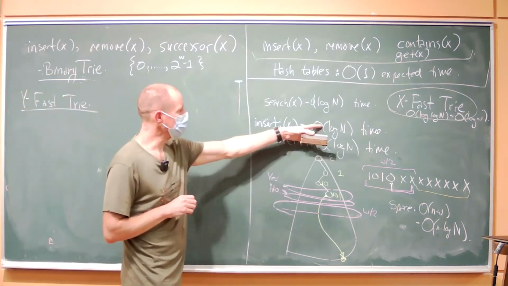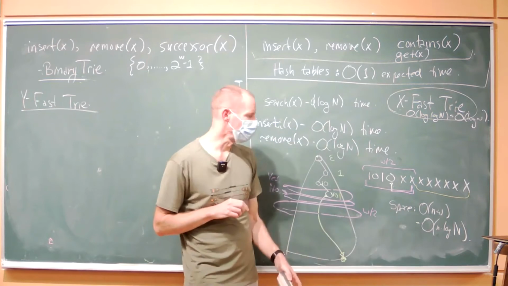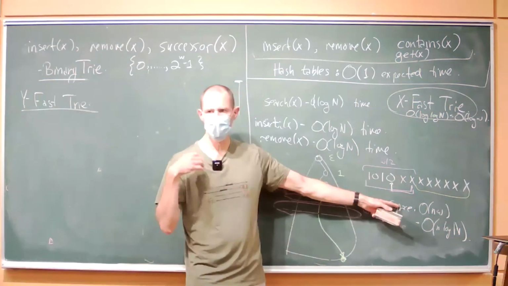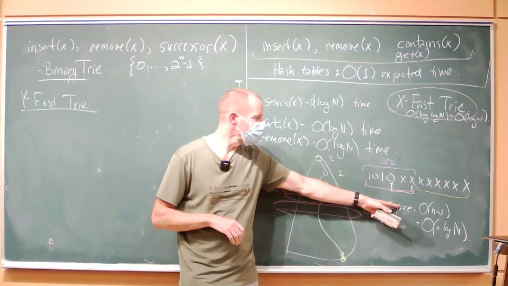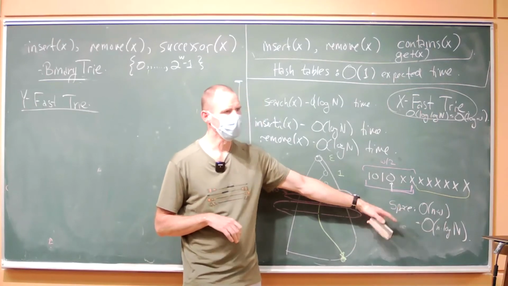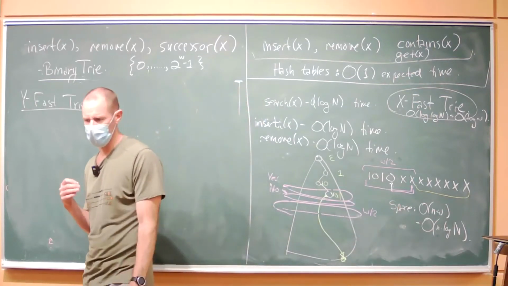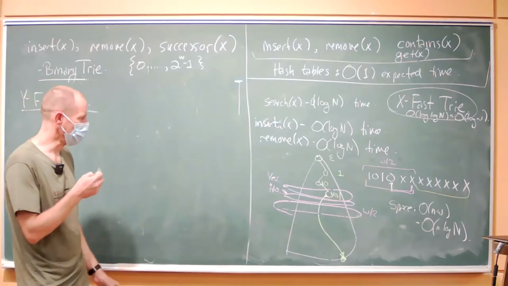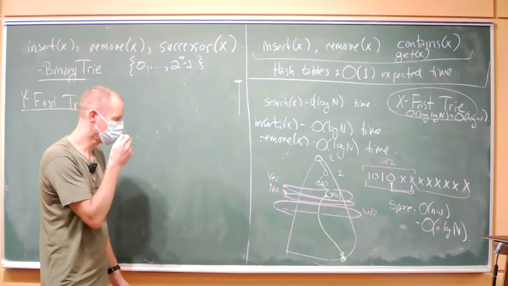That's going to try to get these things down to log log n time, and simultaneously, because it has to, it's going to get the space down. It's going to get the space down to O of n, not n log n, which is actually better than van Emde Boas trees.